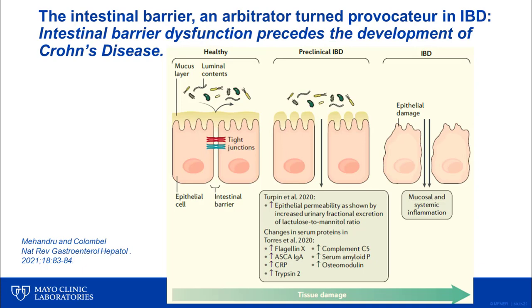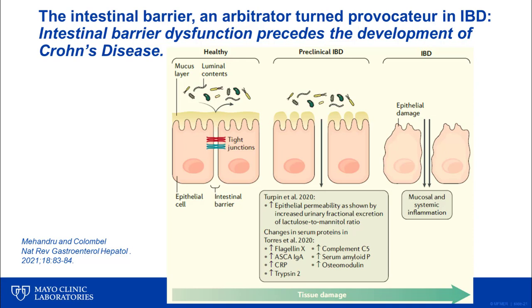I also want to draw our attention to a concept and research that was done perhaps originally by Dan Hollander and his groups in the 1980s and 1990s, showing that in patients with Crohn's disease, the family members of patients with Crohn's disease possibly have an increase in mucosal permeability.